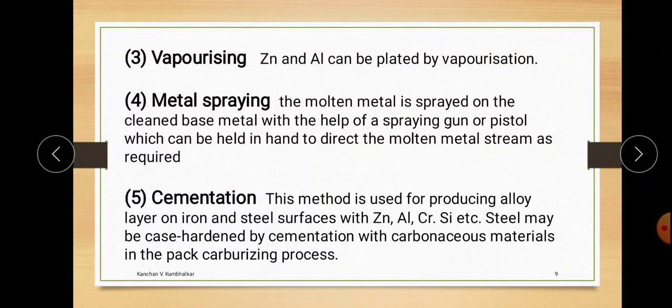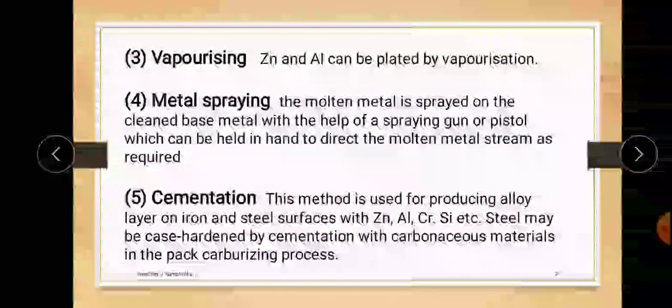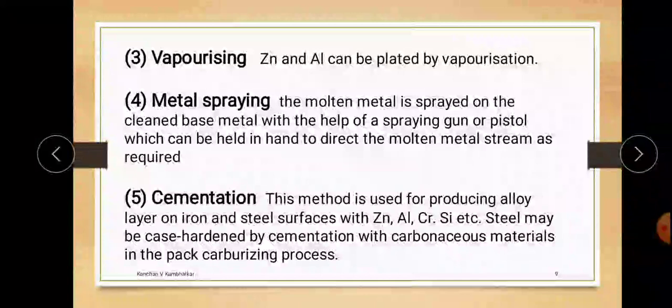Just consider it works similarly to when we spray any material, for example when a metal grill or a window grill is sprayed with color; such metal spraying can be done to protect from corrosion. So it is exactly similar to that. And the last but one is cementation.